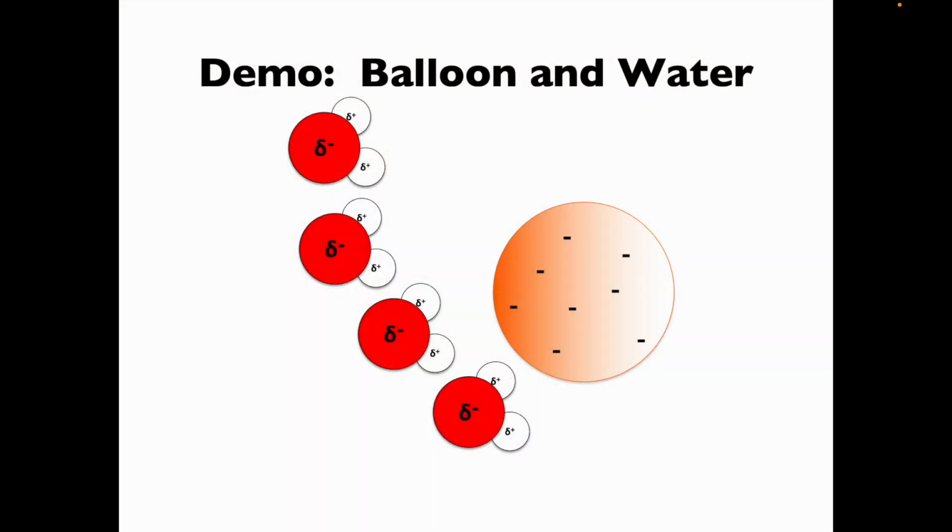So as we saw in the video clip, when I took the negatively charged balloon near the thin stream of water, the water bent towards the balloon. And again, that's because the end of the water molecule with the hydrogens has a partially positive charge, which is attracted to the negatively charged balloon. Again, because water is a polar molecule. The molecule has a slightly positive end and a slightly negative end.